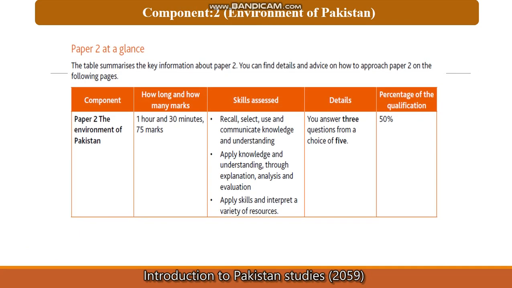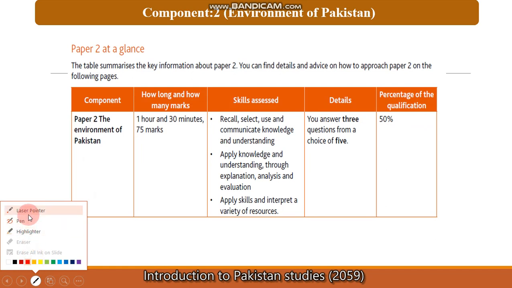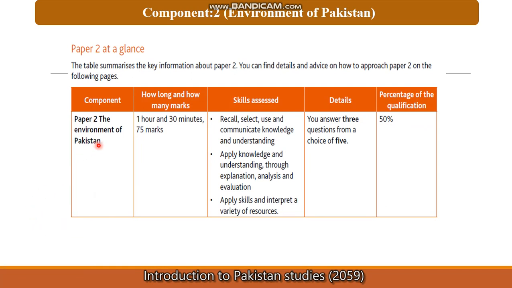So basically in Environment of Pakistan, the students are bound to attempt three questions as well, like in Paper 1, which was History and Culture of Pakistan. The time allowed for this paper in the examination is 1 hour and 30 minutes, and the marks allocated for this are 75 marks. Both the timing and marks are the same as Paper 1, History and Culture of Pakistan.